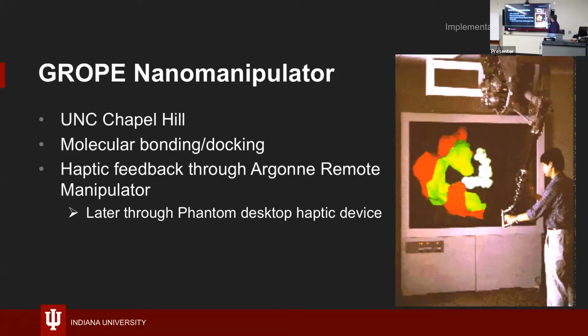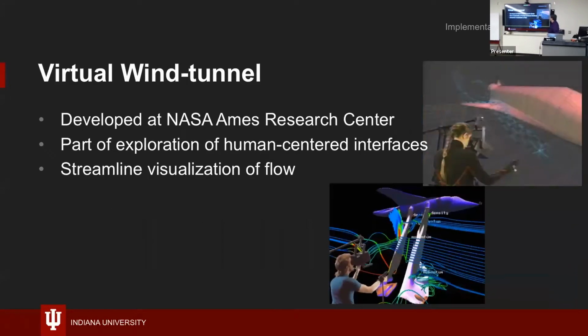So I talked about the University of North Carolina. Here is that application, which has a haptic arm in it for molecular bonding. And so this is the setup that they used as one of the conditions when they were doing their study. They later reduced it to a desktop haptic display rather than this big one mounted to the ceiling. NASA Ames did some visualization of airflow around different aerodynamic shapes, such as the space shuttle here. And of course, back then, they used this old style boom interface.